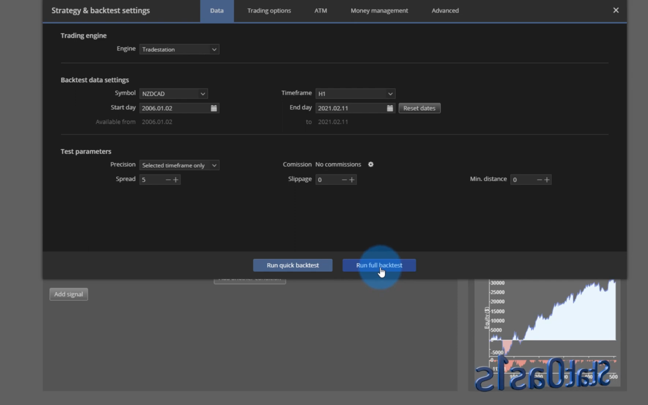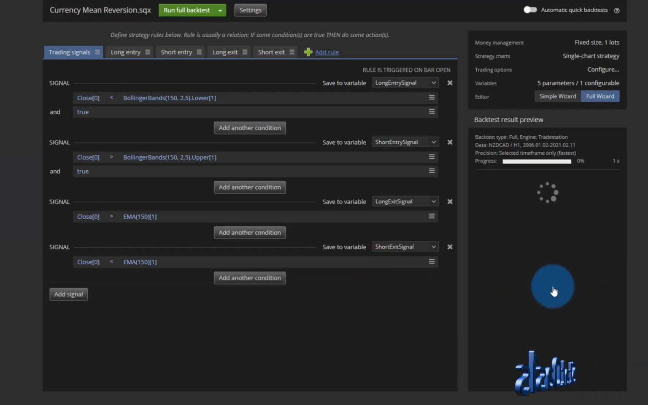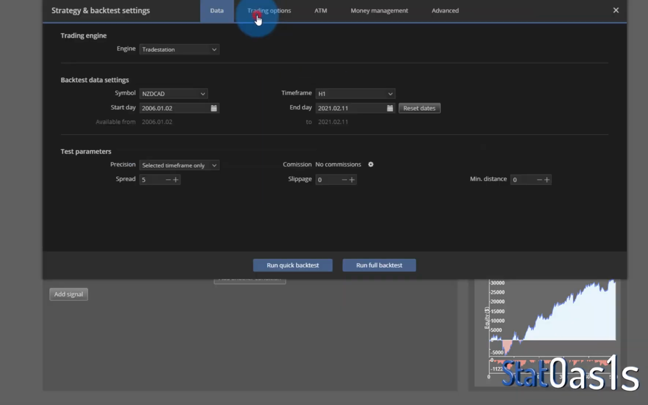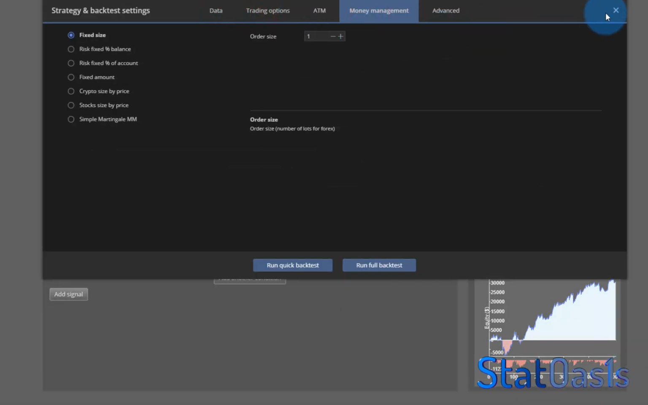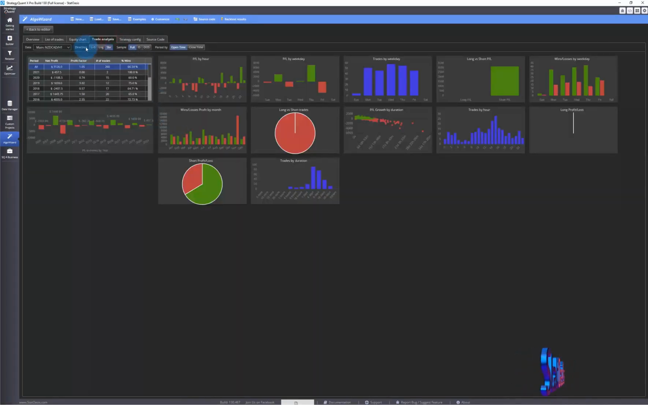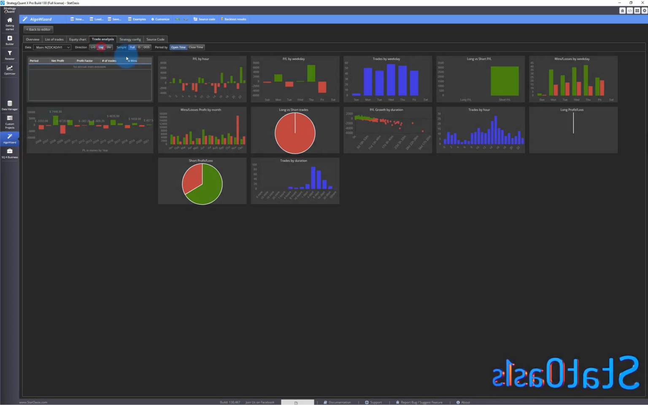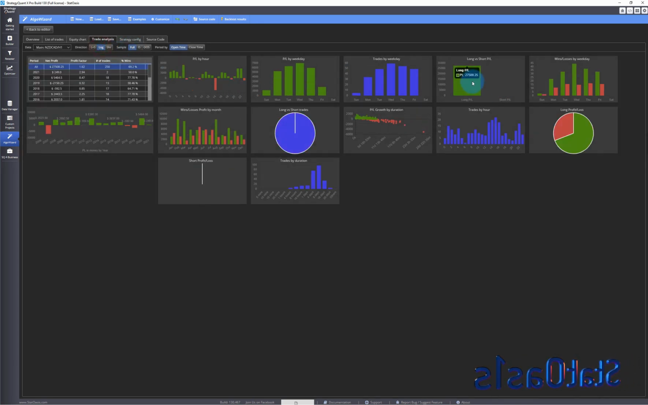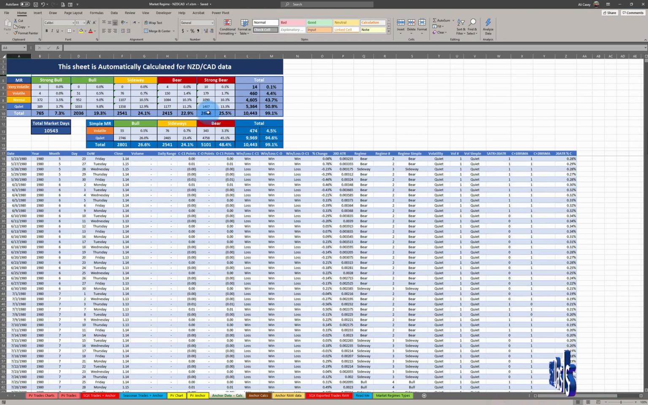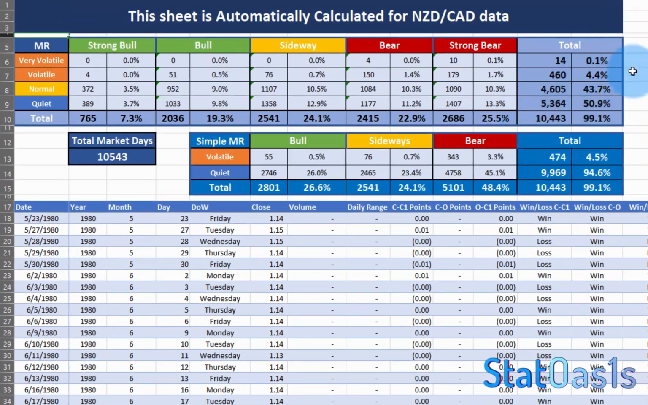And let's see. So this is a full backtest. So this strategy is making about 30,000. Of course, this is based on one lot. And it has long and short, and we can see that the short side is making about 3,000 and long side making about 27,000. And if we check the market regime for New Zealand dollar versus Canadian dollar, we can see it's of course totally different picture.